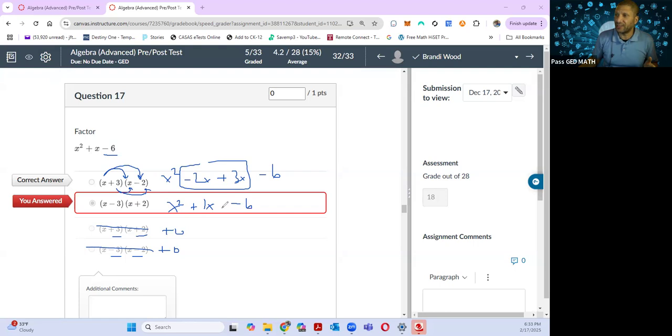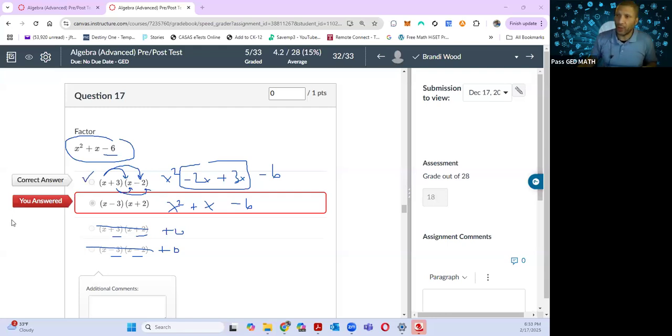Then we bring down our minus 6. We don't need a 1 as a coefficient, so we get rid of that. Erase all of it. So x squared plus x minus 6, that's what we're looking for. This is the right answer.